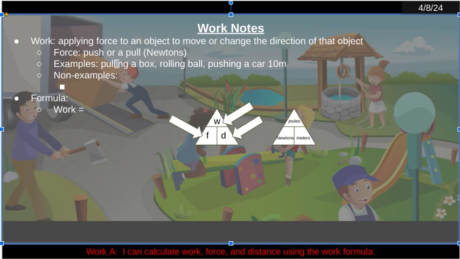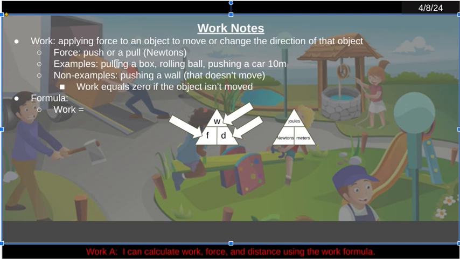Some non-examples would be pushing a wall, and I'm putting in parentheses, that doesn't move. Pushing a wall that doesn't move. And again, work equals zero if the object isn't moved. If the object does not move, it is zero.